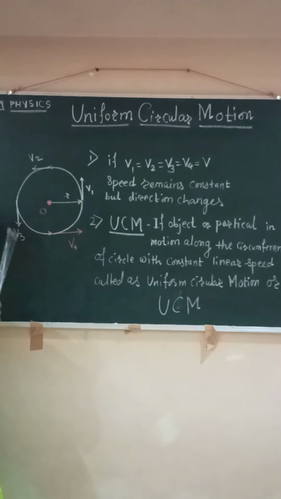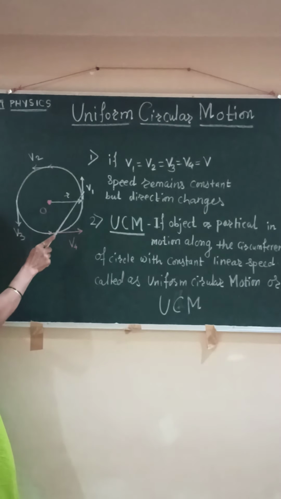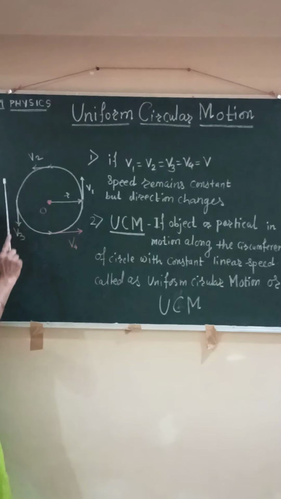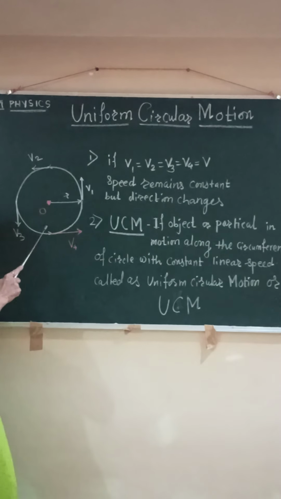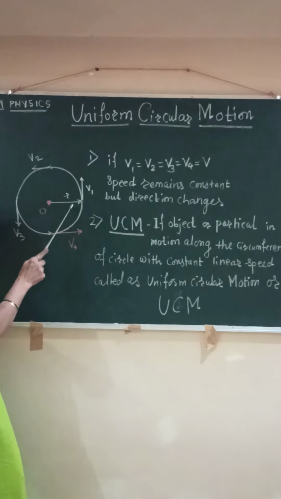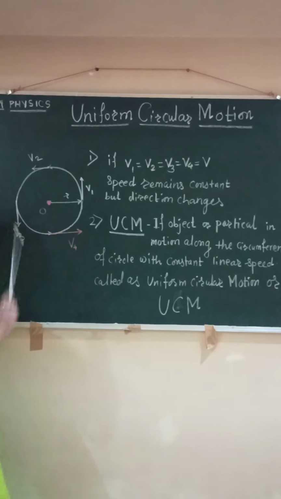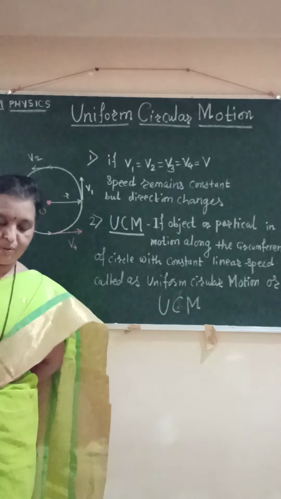Because of that, we can say acceleration is acting on the particle, because there is a change in velocity. There is a change in the direction of velocity. Though the magnitude of velocity remains constant, its direction changes. So we say there is an acceleration. So when the particle moves along the circumference of a circle, we say it is in circular motion.